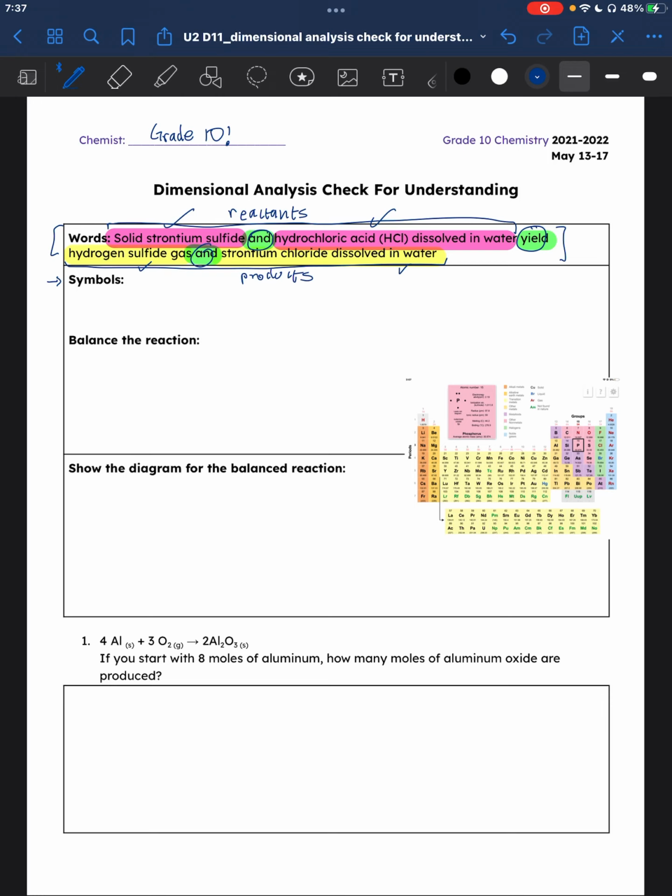So, solid strontium sulfide. Well, strontium sulfide, I'm going to find those in the periodic table. All right, so strontium sulfide, I see I have a metal and a non-metal. So I'm going to have an ionic compound here. Strontium is in the second column, so when it forms an ion, well, strontium has two valence electrons because it's in that second column in the periodic table. So the options for forming an ion are losing two valence electrons or gaining 6 valence electrons.